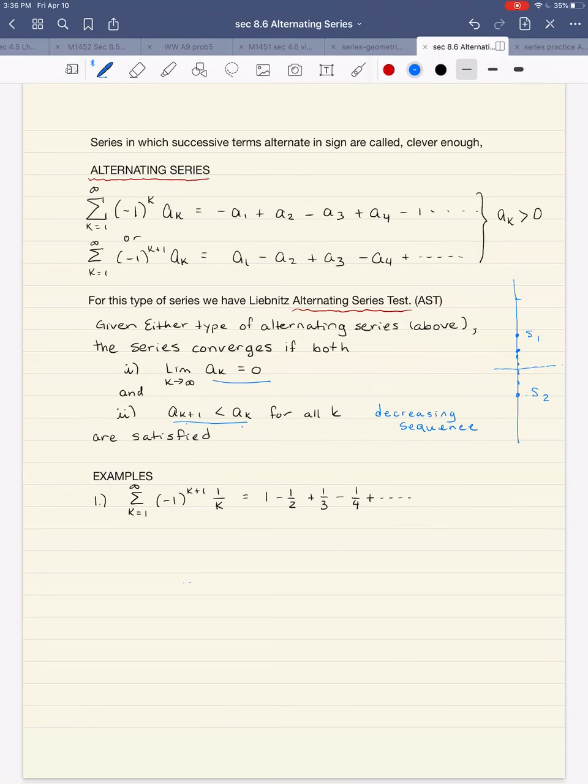So here's a first example. This first one starts off with a k plus 1 power, so when k is 1, I get a positive 2 as the power, so I get a positive sign, 1 over 1. Then when k is 2, I get 1 over 2, 1 over 3, and so forth. For even numbers, k plus 1 will be odd, so every other term is going to be negative. This is called the alternating harmonic series.